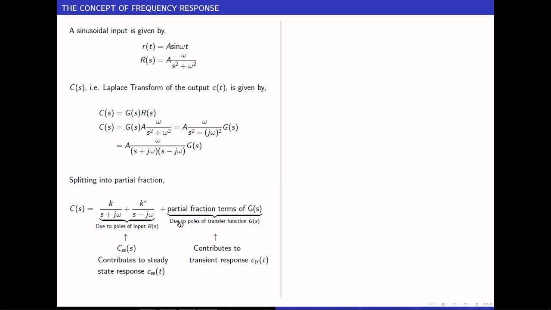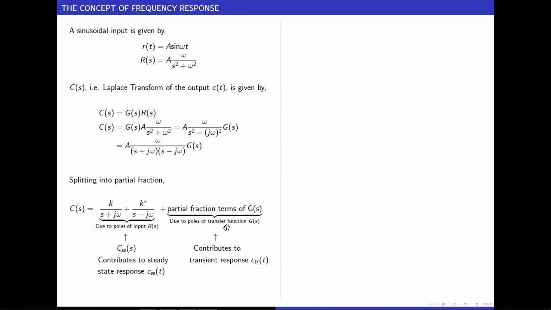If you look carefully, this s plus j omega and s minus j omega has originated from this input. So these are due to the poles of input R of s, and these partial fraction terms will correspond to the poles of the transfer function G of s. If we are interested only in the steady state response, or if we are not interested in the transient response, the partial fraction terms corresponding to G of s can be neglected or omitted.